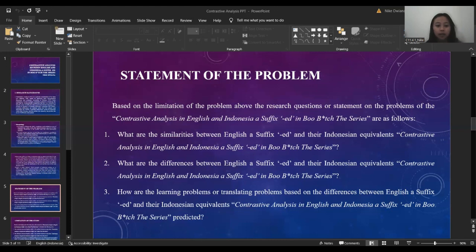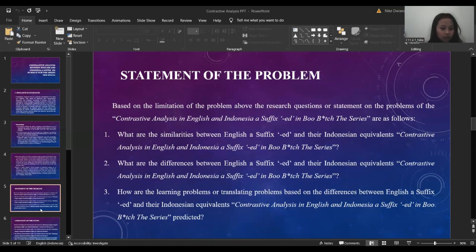And the first is about similarities, and the second is about the differences, and the last is about the learning problem or translating problem based on the differences, aside from English to Indonesian equivalent translation. And the three above are taken according to assessing the data from Boo Beats the Series itself.